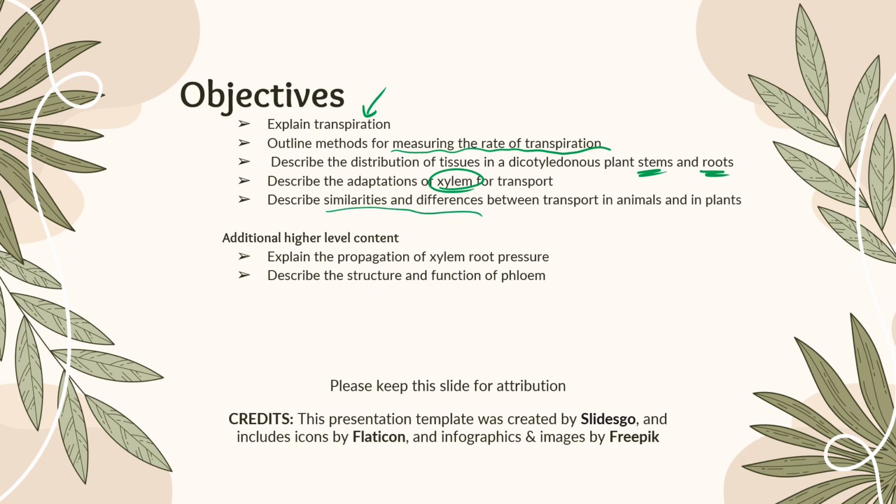Our additional higher level content: we talked about how we can actively transport some hydrogen ions and some minerals, leading to a hypertonic environment in the root that leads to osmosis, and that increases the pressure of stuff in the root of plants. And then we talked about phloem. The function is translocation, and there are companion cells and sieve tube elements and super cool stuff.